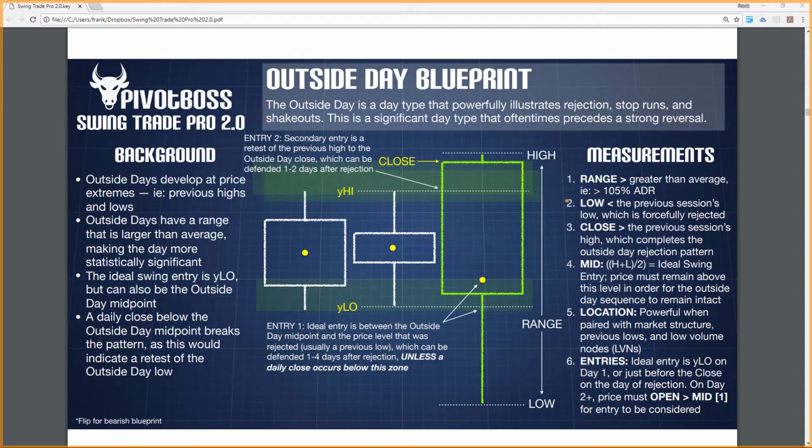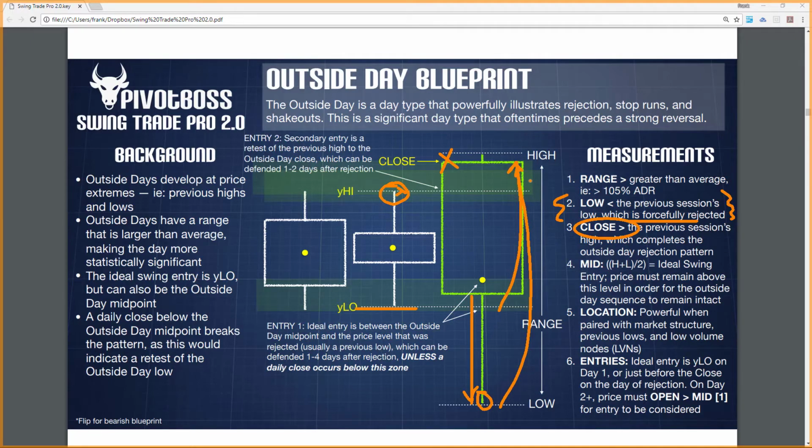The low needs to be below the previous session's low, and that needs to be forcefully rejected. So an outside day, the way that I calculate it, has a low that is below the previous low, and then the close is above the previous high. The close is above the previous high. That is how I define an outside day.